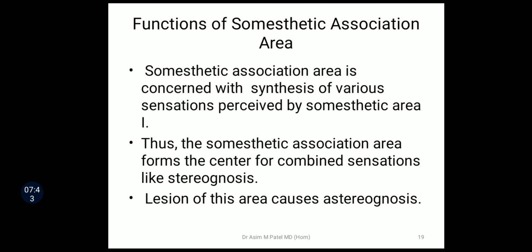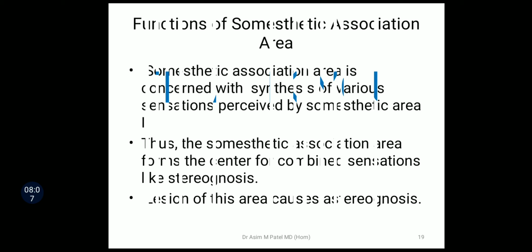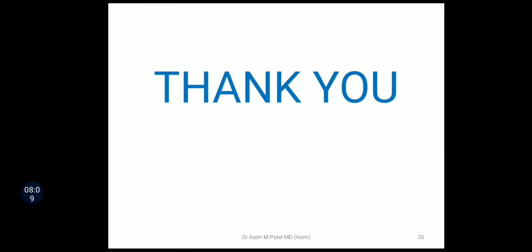The functions of somesthetic association area. Somesthetic association area is concerned with synthesis of various sensations perceived by somesthetic area 1. So it synthesizes and associates the sensations. Thus the somesthetic association area forms the center for combined sensations like stereognosis. Any lesion of this area causes astereognosis. So this is about the parietal lobe.